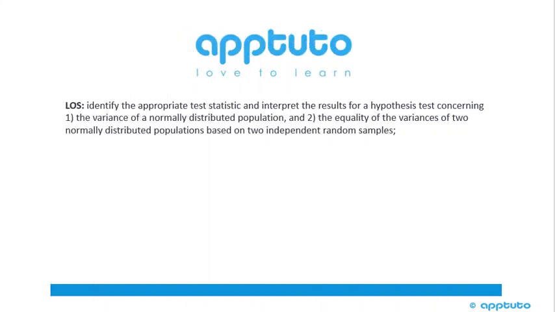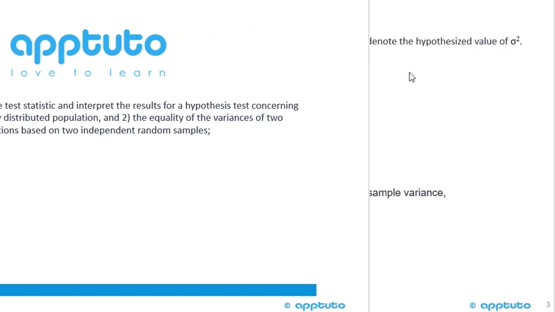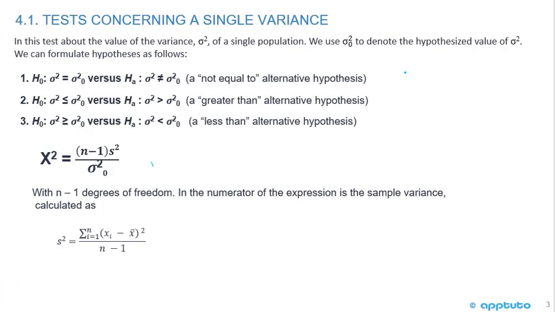This LOS is to identify the appropriate test statistic and interpret the results for a hypothesis test concerning 1. The variance of a normally distributed population, and 2. The equality of the variances of two normally distributed populations based on two independent random samples. Test concerning a single variance.